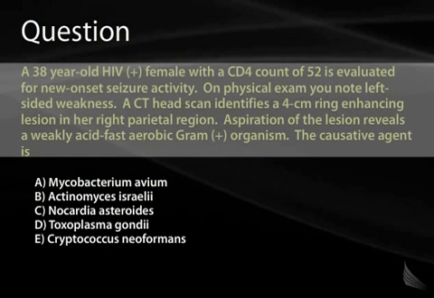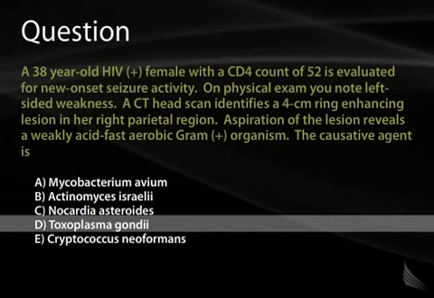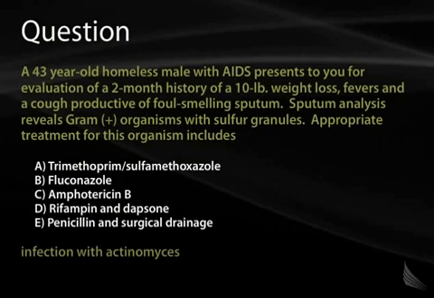The causative agent is... This is something we haven't necessarily talked about in this module, but it's good to mix things up. With HIV-positive patients, they're immunosuppressed, especially with a CD4 count of 52. So they're prone to opportunistic infections. If you have a cerebral lesion with a 4 cm ring-enhancing lesion that grows gram-positive organisms, you're going to think about Toxoplasma gondii.